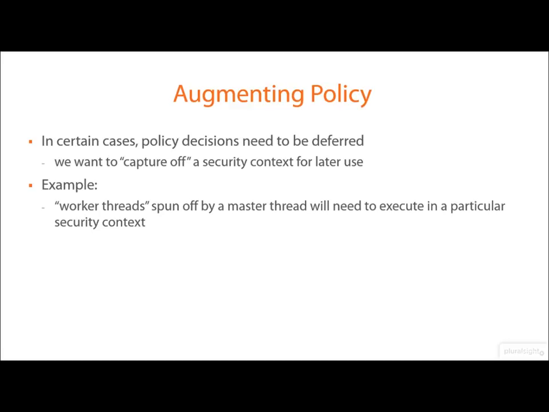We've seen already in this class that we use policy to make security decisions. So the security manager, via the access controller, uses policy. In the default case, that'll be a policy file. And we use that policy to make some decision based on the current security context.